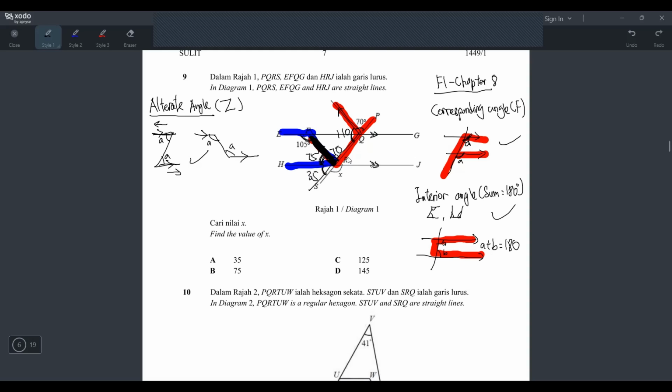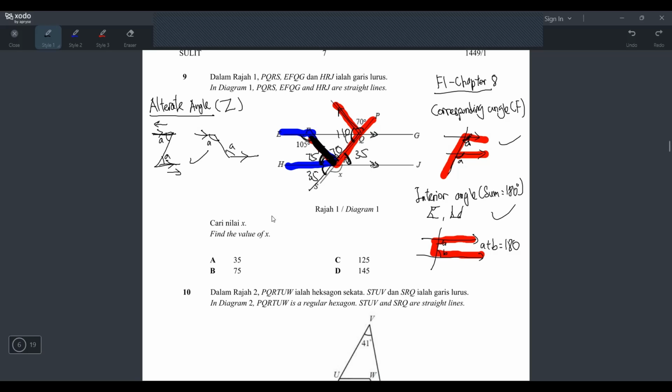Okay, what about here? This one you have to use the Z shape. But can I find out? Wait, let me think. Actually, no need. You can use Z also, but in order to use Z, you need to have here, right? But I don't have here. So what can I do? Actually, I can see that this is a straight line. This is a straight line. And here is 75, here is 70. So to find here is just 180 minus 70 minus 75, which is 35.